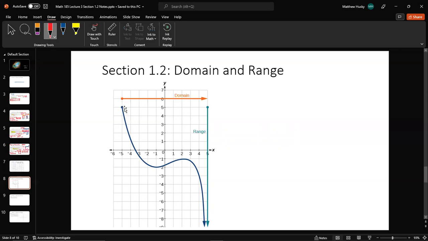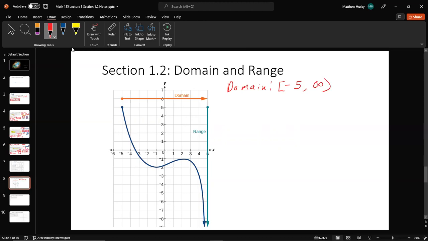So the lowest x value for this picture, the domain in this instance, the lowest it ever goes is -5. And that is included there because you see that's a filled in point. So from -5 to infinity, that would be the domain of this particular function.